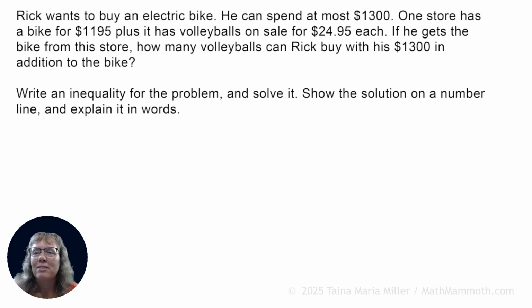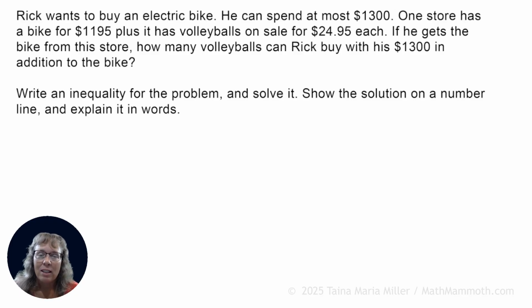Rick wants to buy an electric bike. He can spend at most $1,300. One store has a bike for $11.95, plus it has volleyballs on sale for $24.95 each. If he gets the bike from this store, how many volleyballs can Rick buy with his $1,300 in addition to the bike?